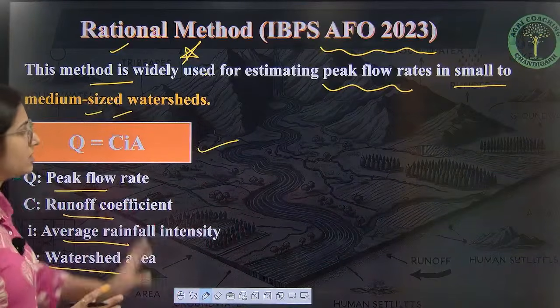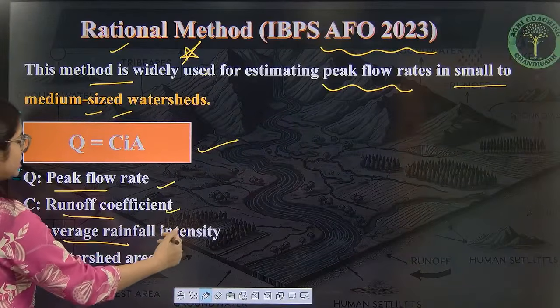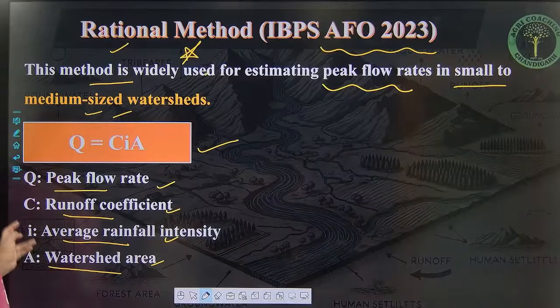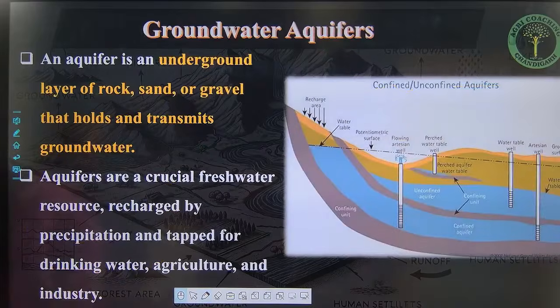Here you have to remember the meaning of the equation, as well as the meaning of each and every term: Q, C, I, A, everything. Okay, that's the concept of the rational method.